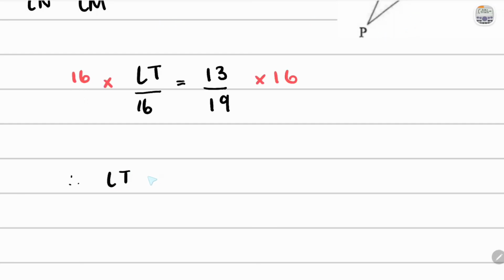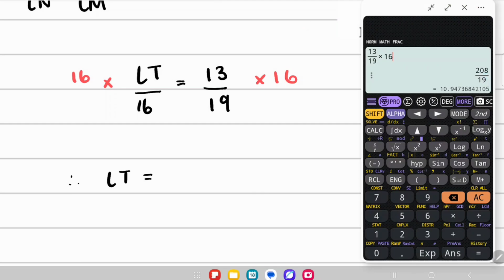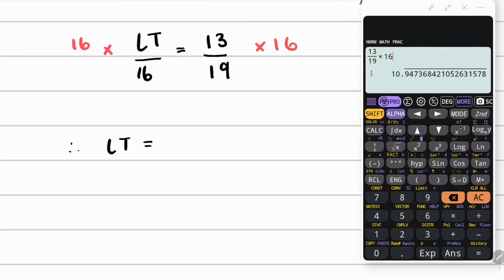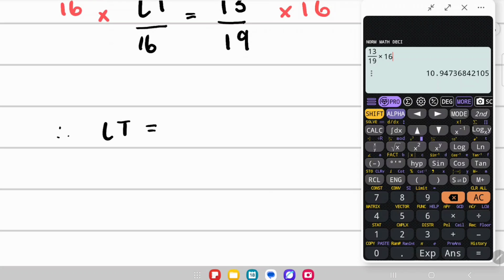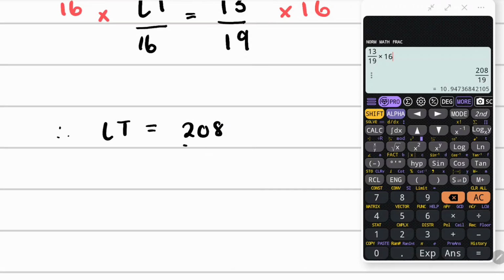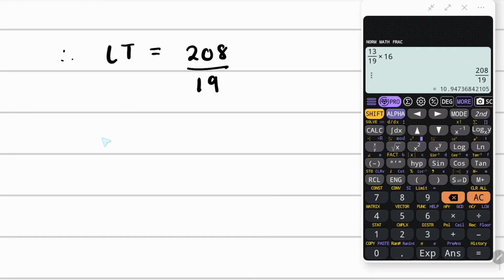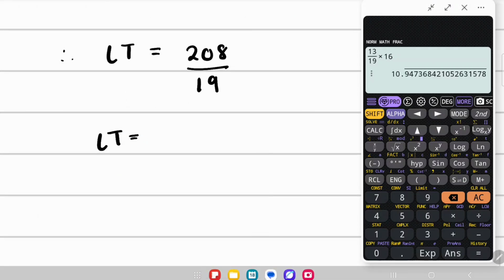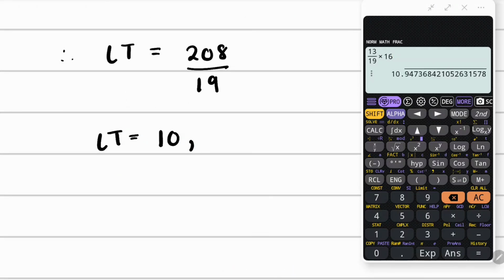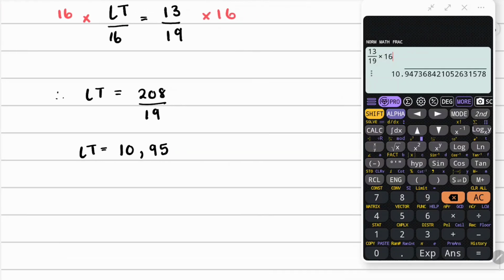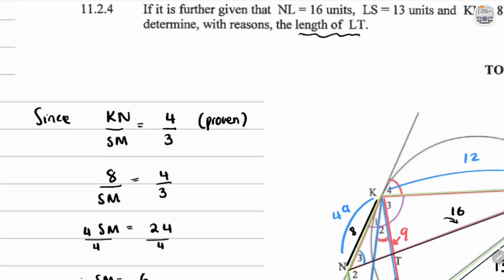You can multiply both sides by 16 to get rid of that, since it's in the denominator. So LT is finally equal to 208 over 19. But as decimals, we'll round off to 2 decimal places. We can state that this was 208 over 19, but for a better understanding of this length, we can put it in decimal form. So this is 10 point, and that 4 rounds up to a 5, because the 7 rounds it up. So we have 10.95.